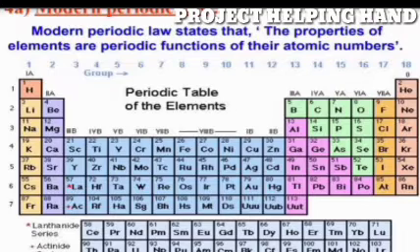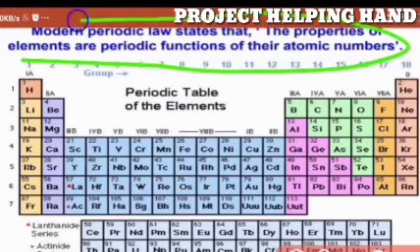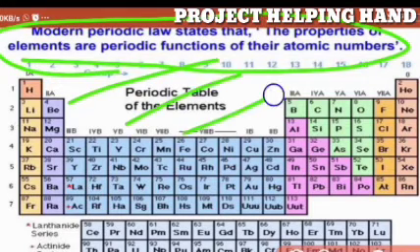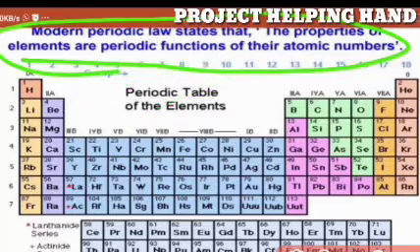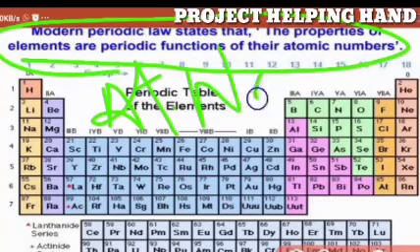So what is the modern periodic law? The modern periodic law states that the properties of elements are the periodic function of their atomic number, which means that in the modern periodic table, all the arrangement is done with the help of atomic number. Remember, atomic number.